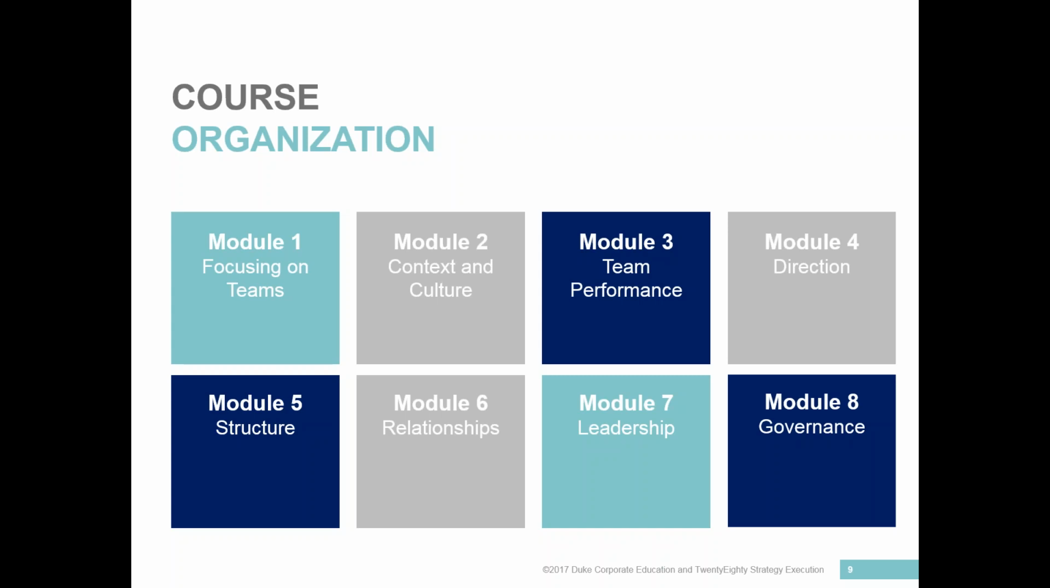Module 5 is about the various structures of teams. Module 6 deals with the relationships within the team and with the team and the rest of an organization. Module 7 deals with leadership issues around building effective teams. And finally, Module 8 deals with the governance of effective teams and their structure.